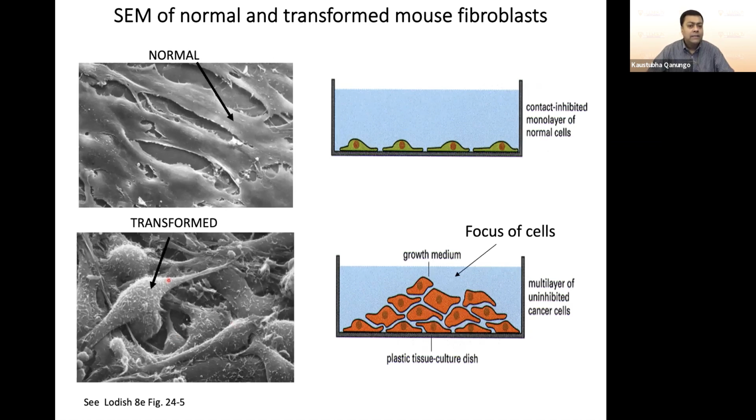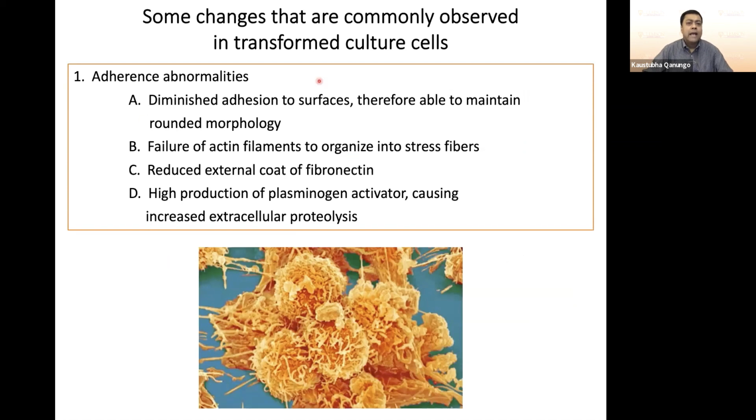So why is this so? We are going to talk about that in a moment. Let's take a look at some changes that are commonly observed in the transformed cells. The first is the adherence abnormalities that we just talked about: diminished adhesion to the surface, thereby maintaining a rounded morphology. These are pseudo-colored, artificially colored scanning electron micrographs, but you can see that the cells are growing on top of each other.